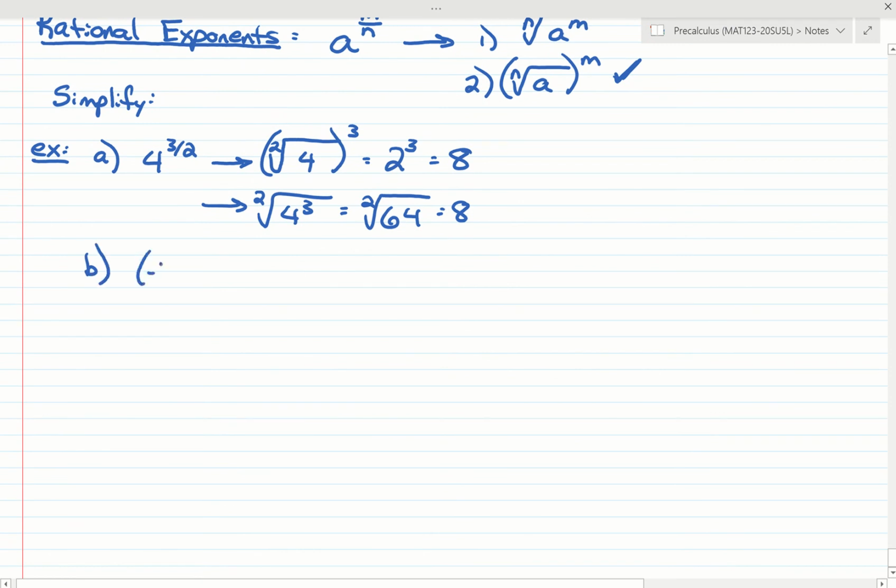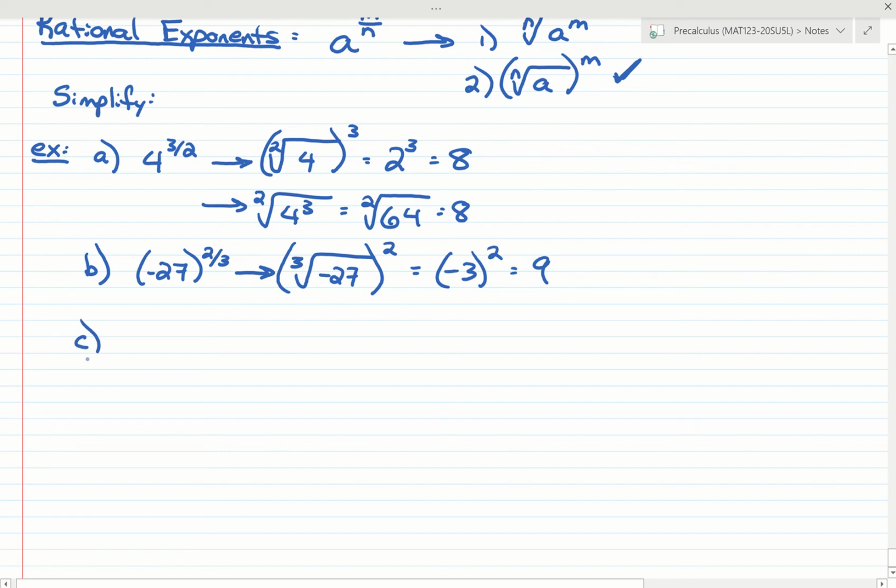What about negative 27 to the 2/3? Well, this would be the cubed root. Now I don't want to do negative 27 to the 2nd power, even though that's true. I mean, negative 27 to the 2nd power, that's a huge number. I can't do that in my head. So let's put the 2 on the outside of the radical. We'll use that second definition. The cubed root of negative 27 is just negative 3. Negative 3 squared is 9. So you can see how much easier that is to do in our head.